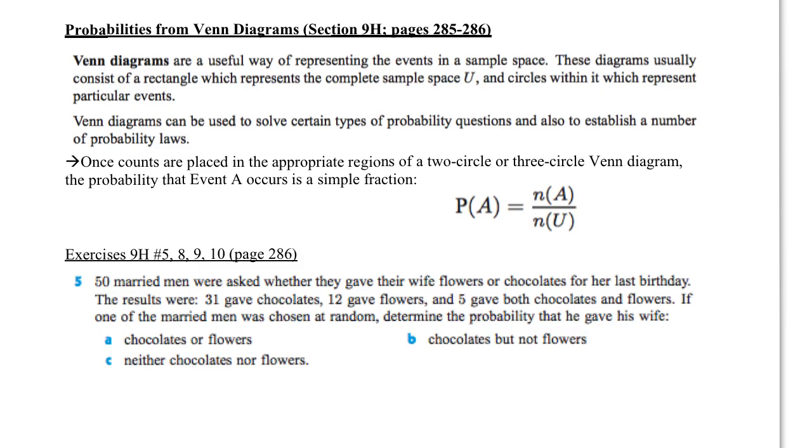So this problem's about getting probabilities out of Venn diagrams. As you've seen before, Venn diagrams are a useful way to represent counts in the regions of a sample space. And now we're going to use those counts to form probabilities. Once we place counts in the regions of the Venn, either a 2-circle Venn or a 3-circle Venn, you're going to get probabilities by forming a simple ratio of the number of outcomes in the event A that you're looking for over the total number of outcomes in the universe.